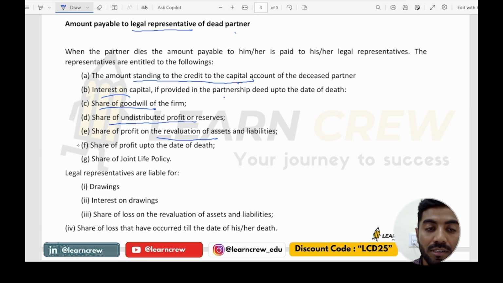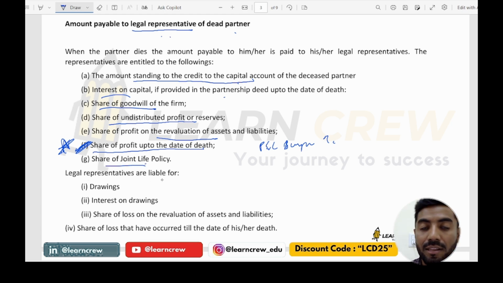Then share of profit. This is the important point. Share of profit up to the date of death. So we need to prepare a P&L suspense account, to find the profit or loss up to the date of death. So that profit also to be transferred to the legal representative. Okay. Then share of joint life policy. This also to be paid.